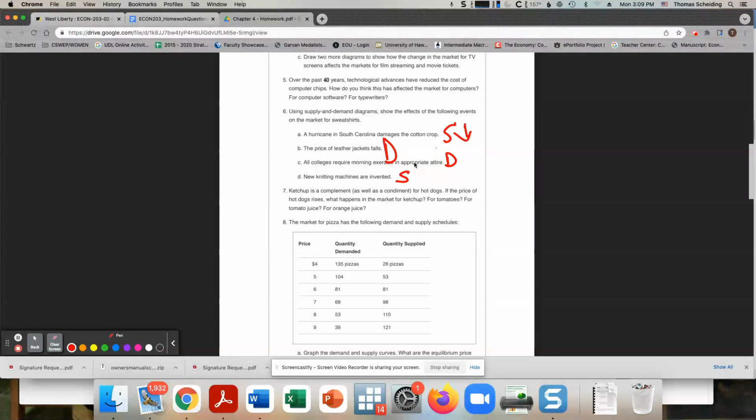That's going to be demand going down. Leather jackets falling, fewer people are going to buy the more expensive sweatshirts. Morning exercise and appropriate attire, demand's going to have to go up because now people are going to have to buy these sweatshirts that are more respectable, I guess. New knitting machines are invented. That would be the supply going up.